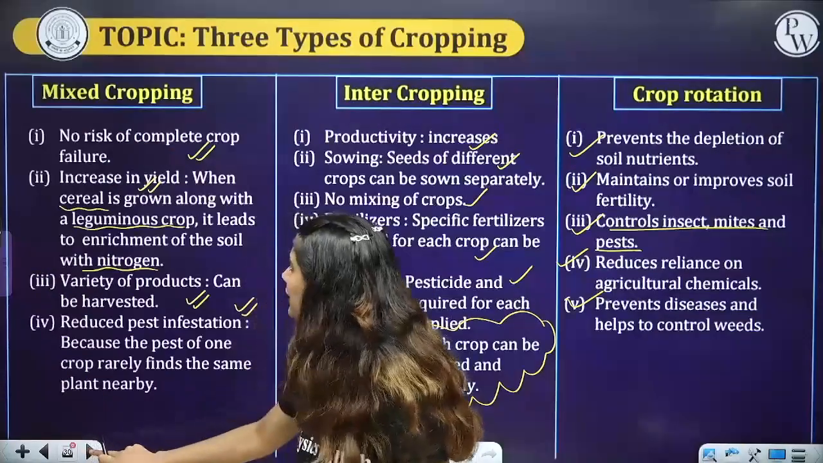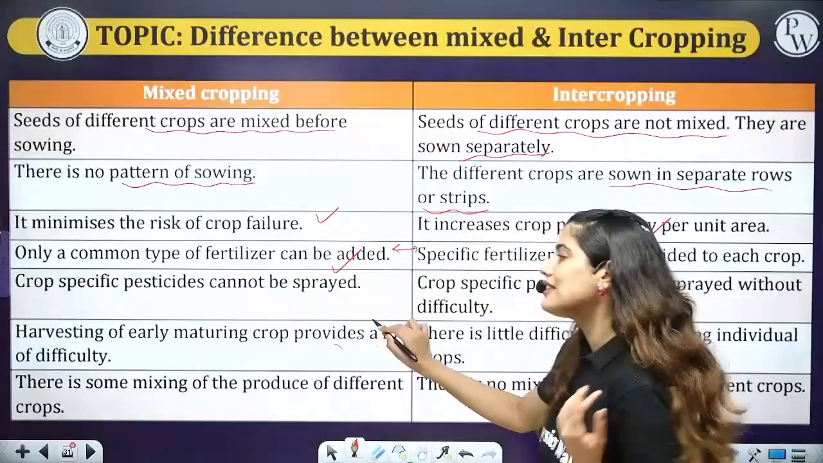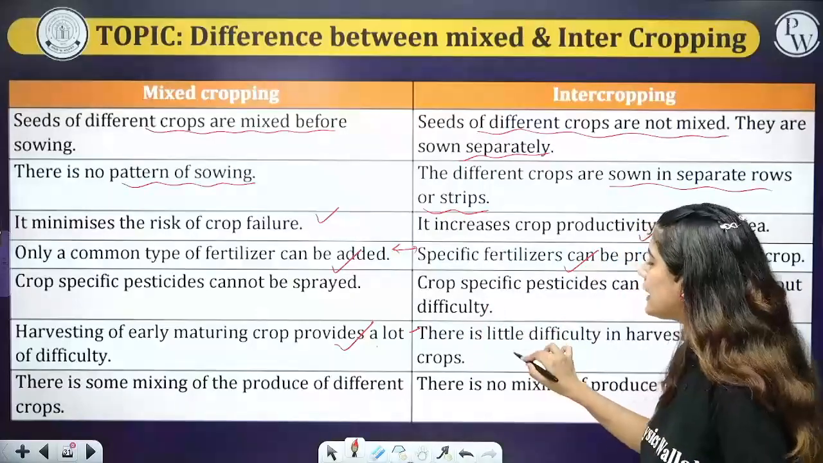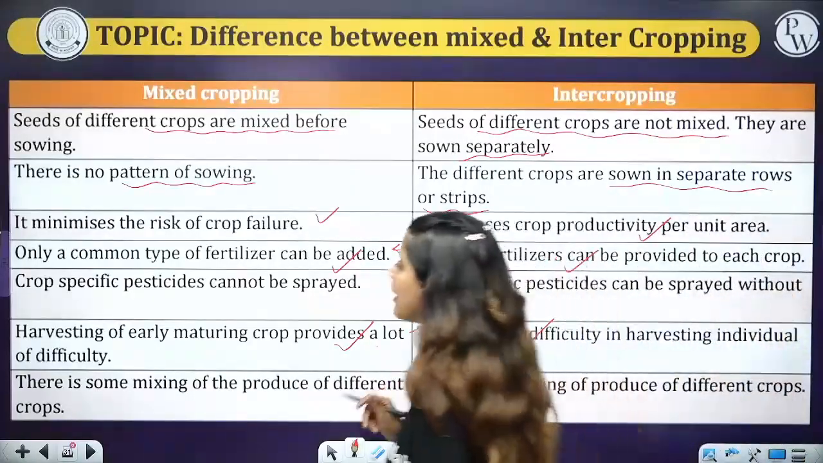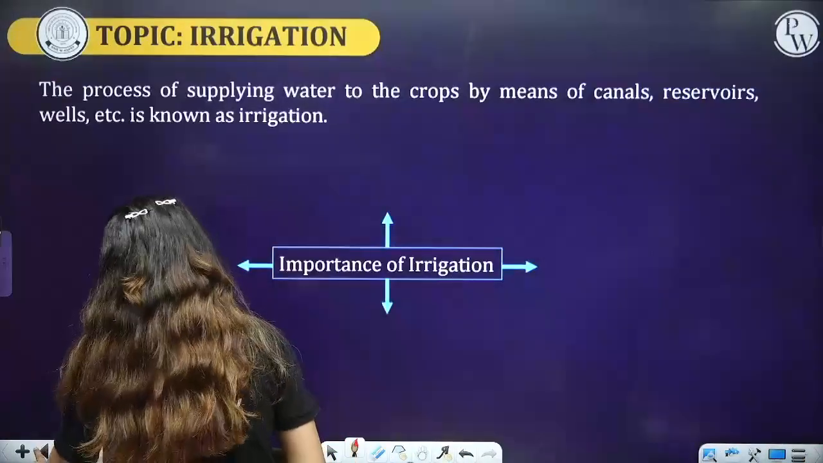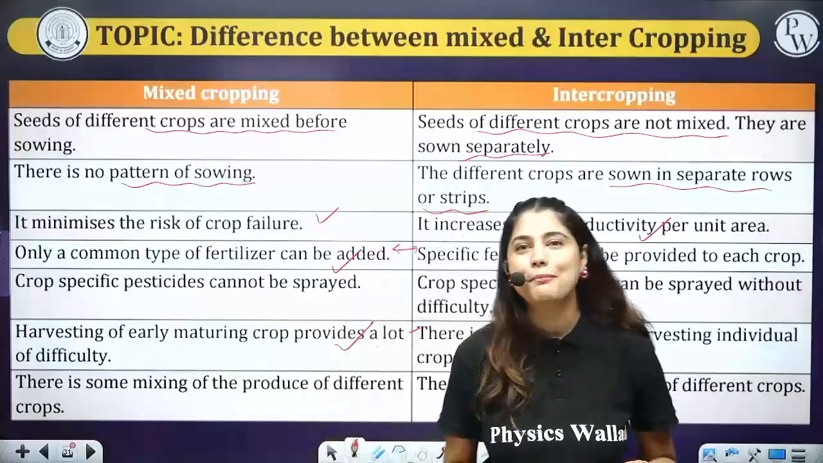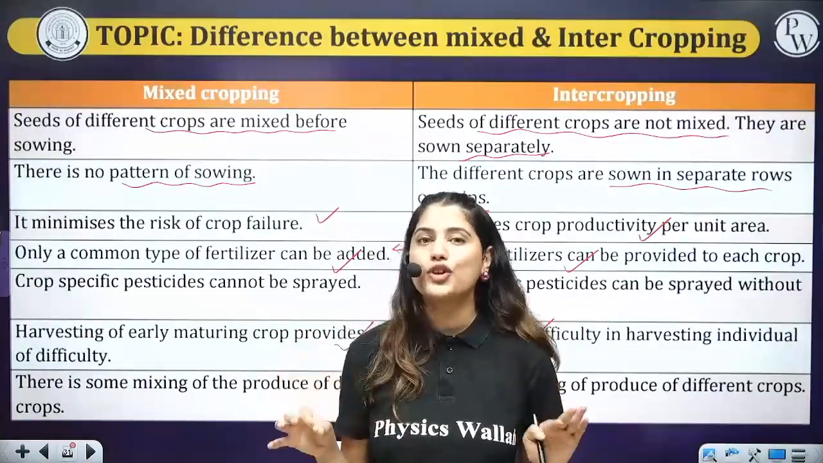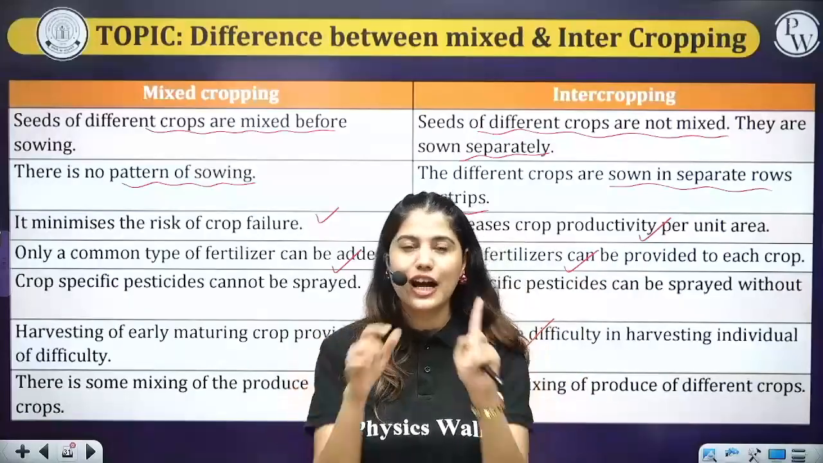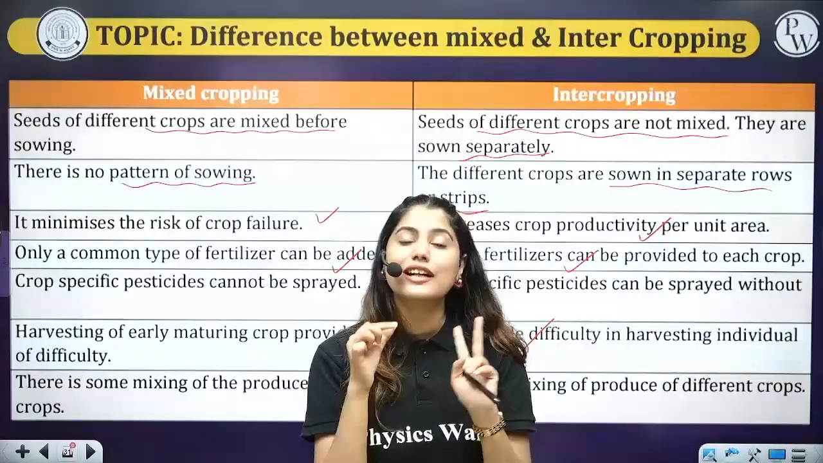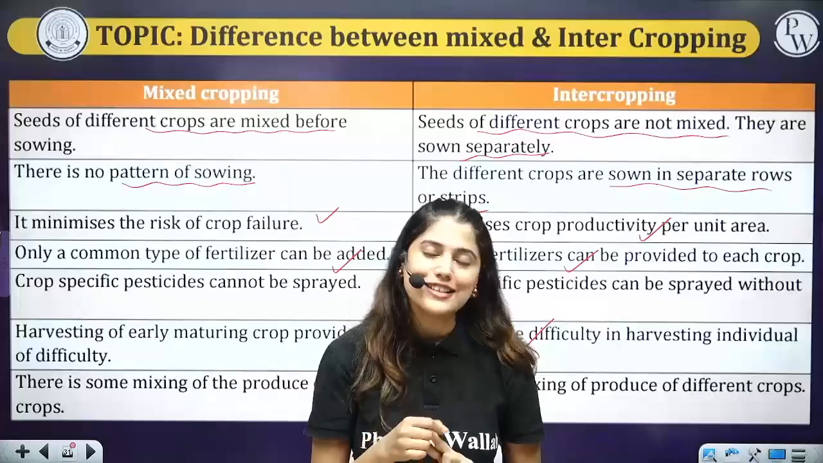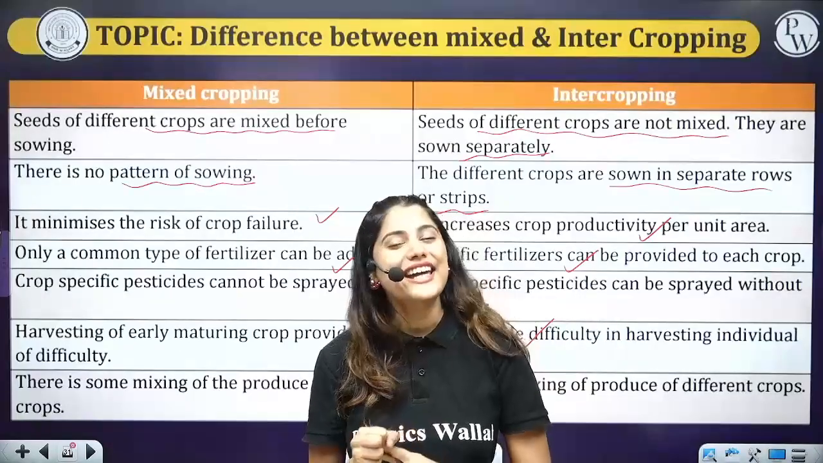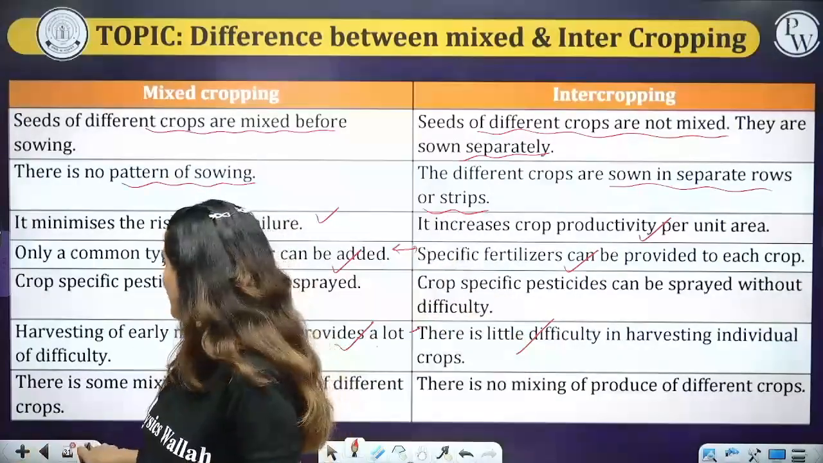Yes, harvesting will be difficult for all the crops. Here we can easily harvest, right? So that was about your cropping patterns and the difference. The last point for crop production management is irrigation, right? We have discussed the nutrient management, we have discussed the cropping patterns. Now let's move to the irrigation. Okay, now starting with irrigation.